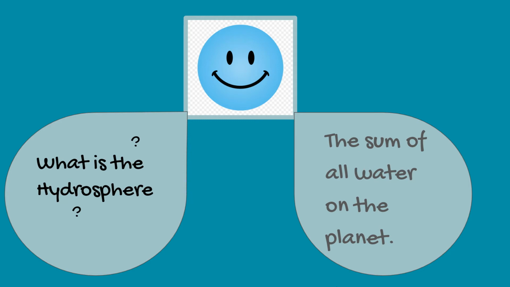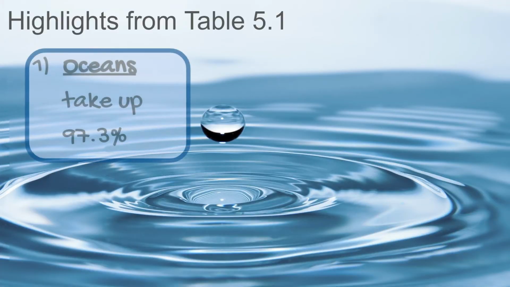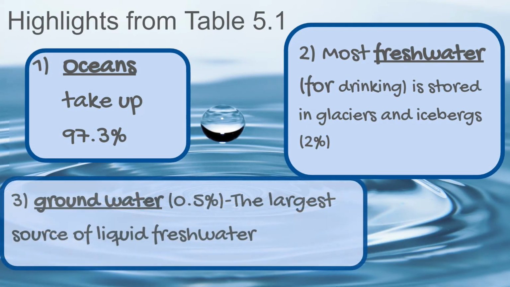So we're going to talk about the hydrosphere. This is the sum of all the water on the planet. So where does all this water come from? Take a look at table 5.1. There are three main parts of the earth that this water comes from.